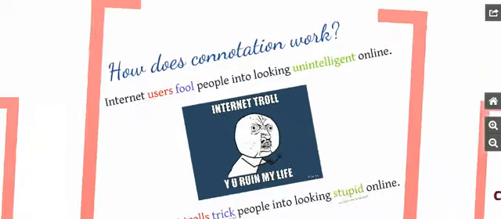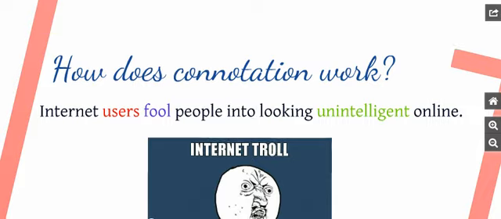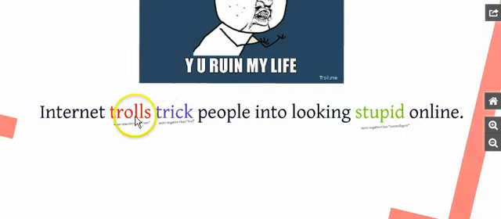Internet users fool people into looking unintelligent online. Okay, compare that sentence to internet trolls trick people into looking stupid online. What's the overall feeling of these two sentences? Do you see a difference? Let's look a little closer.